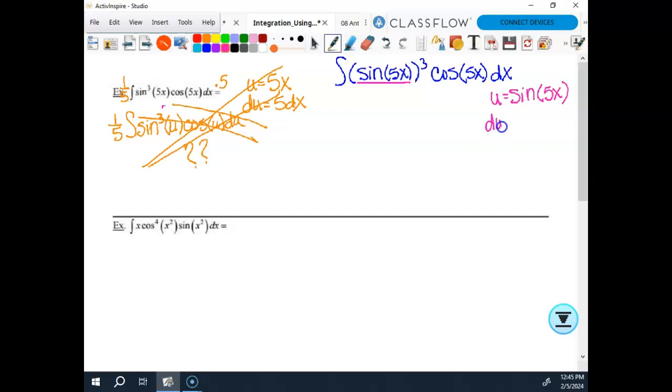So now then du is equal to, what's the derivative of sine? Cosine. And so cosine of 5x times what? 5, because it's a chain rule. So this is really 5 cosine of 5x dx. Everybody okay with that? So now we know that u is going to be taken care of with this. Oh, cosine of 5x dx. I'm so sorry.